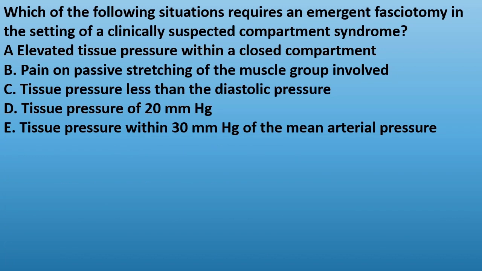Which of the following situations requires an emergent fasciotomy in the setting of a clinically suspected compartment syndrome? A. Elevated tissue pressure within a closed compartment. B. Pain on passive stretching of the muscle group involved. C. Tissue pressure less than the diastolic pressure. D. Tissue pressure of 20 mm Hg. E. Tissue pressure within 30 mm Hg of the mean arterial pressure.